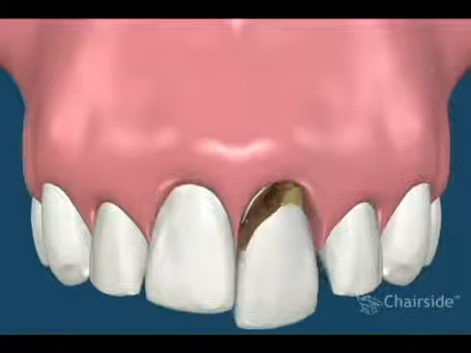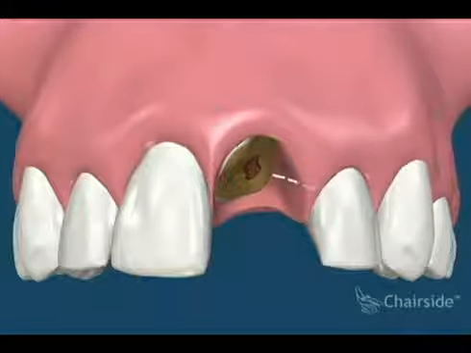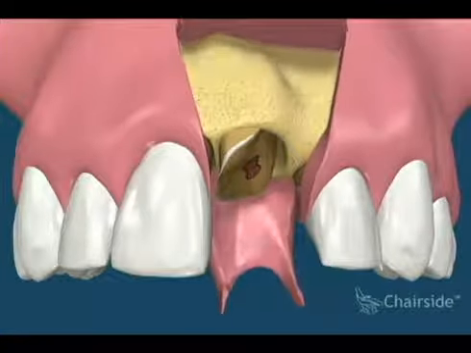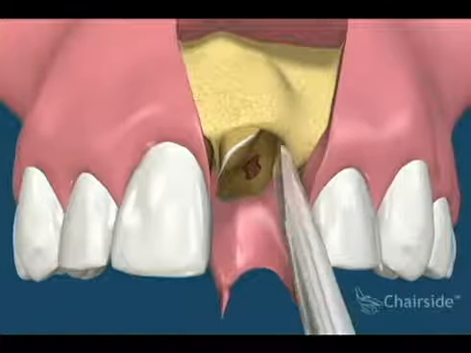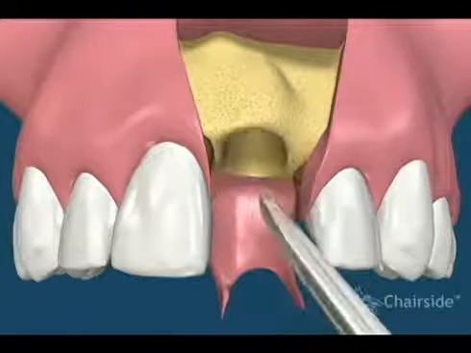This movie shows the extraction of a broken tooth with an implant being placed at the same time as the extraction. The gum is reflected and the tooth is carefully removed without damaging more bone. The void created by the tooth root is now ready to be prepared.